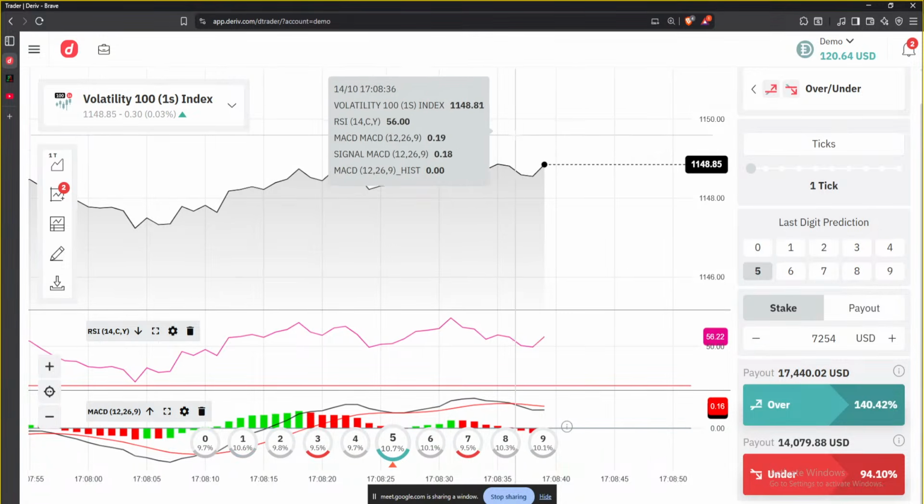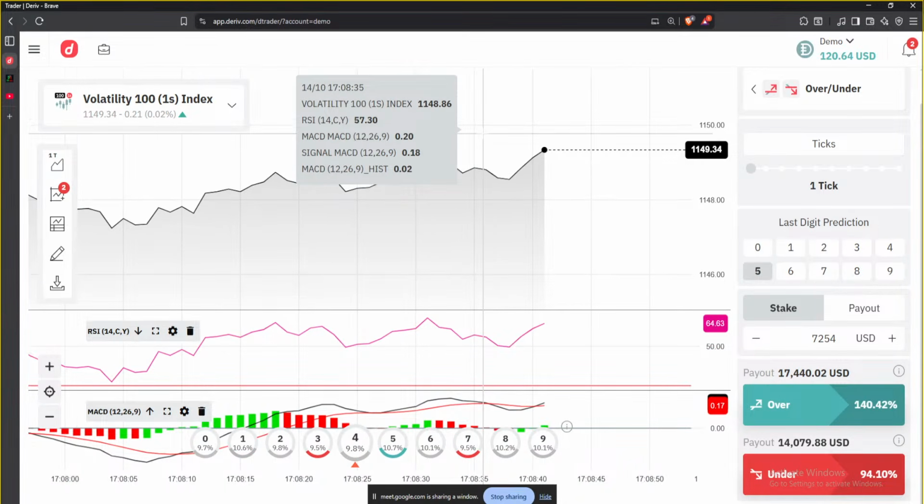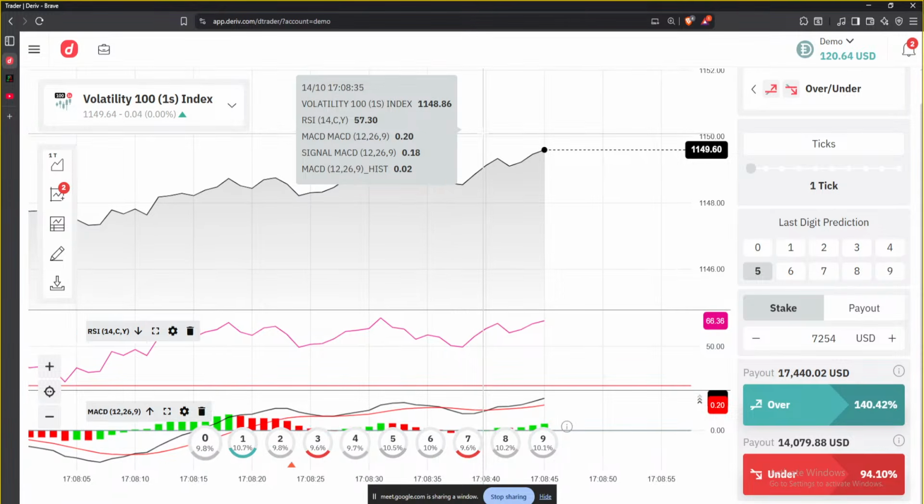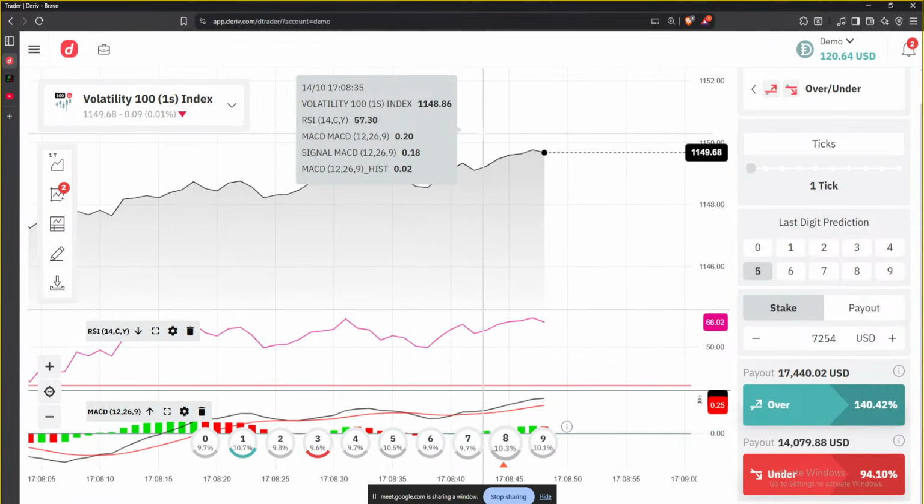Go directly into it without wasting any other time. Now, over 2 and under 7. First of all, these two markets are low risk markets, okay? That does not mean losses are not there.